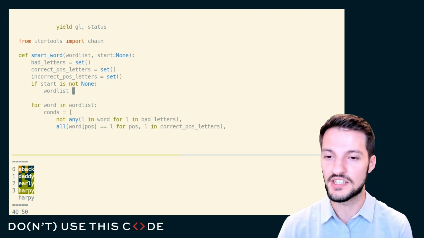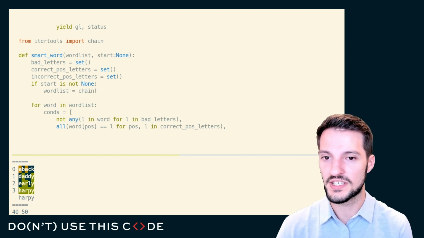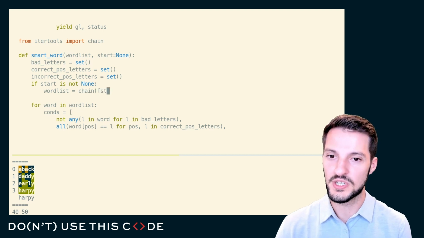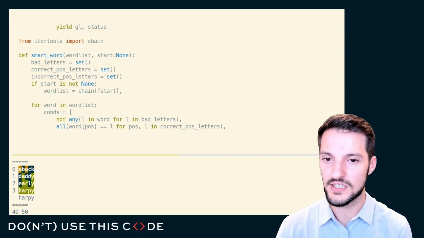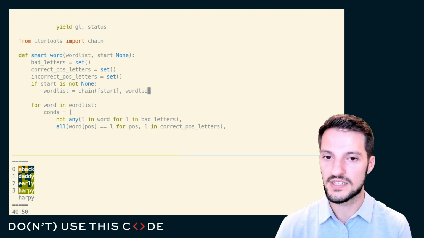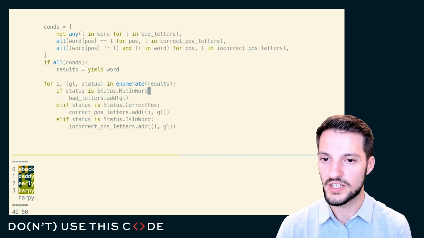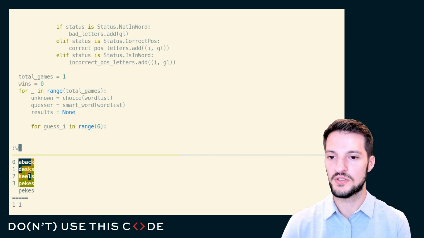And so in this case, I can chain, right? I can establish a new word list by chaining my start, right? And if start's going to be a string, I need to encapsulate it in a more traditional container type. And I simply overwrite it. That should work. And so this should run. Let's go back to just playing one game. All right, so that seemed to have worked.